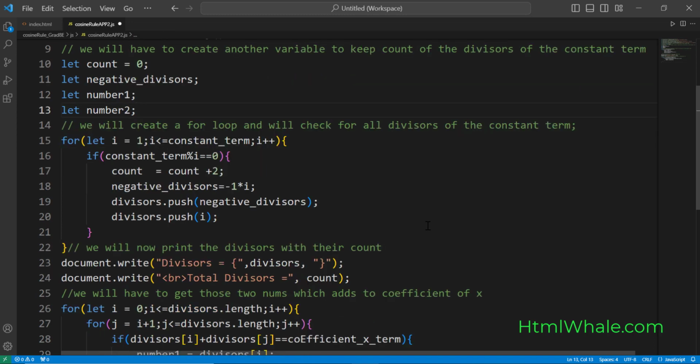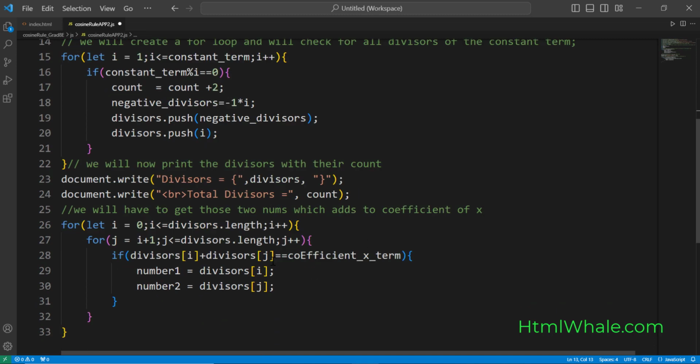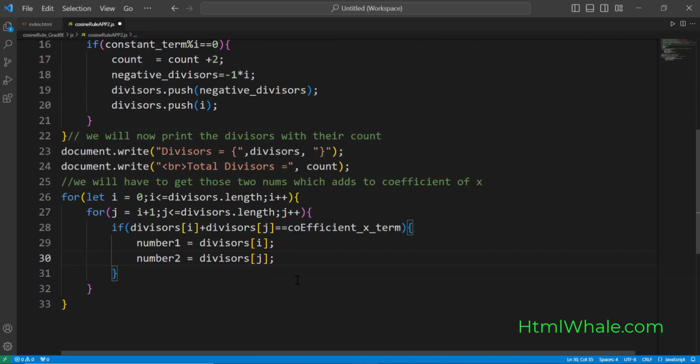So now you go up over here and you got these numbers. So these numbers, when added up, would give us the coefficient of x term. So that is the simplest way. Now if you want, you can display the numbers. We will display the numbers out.